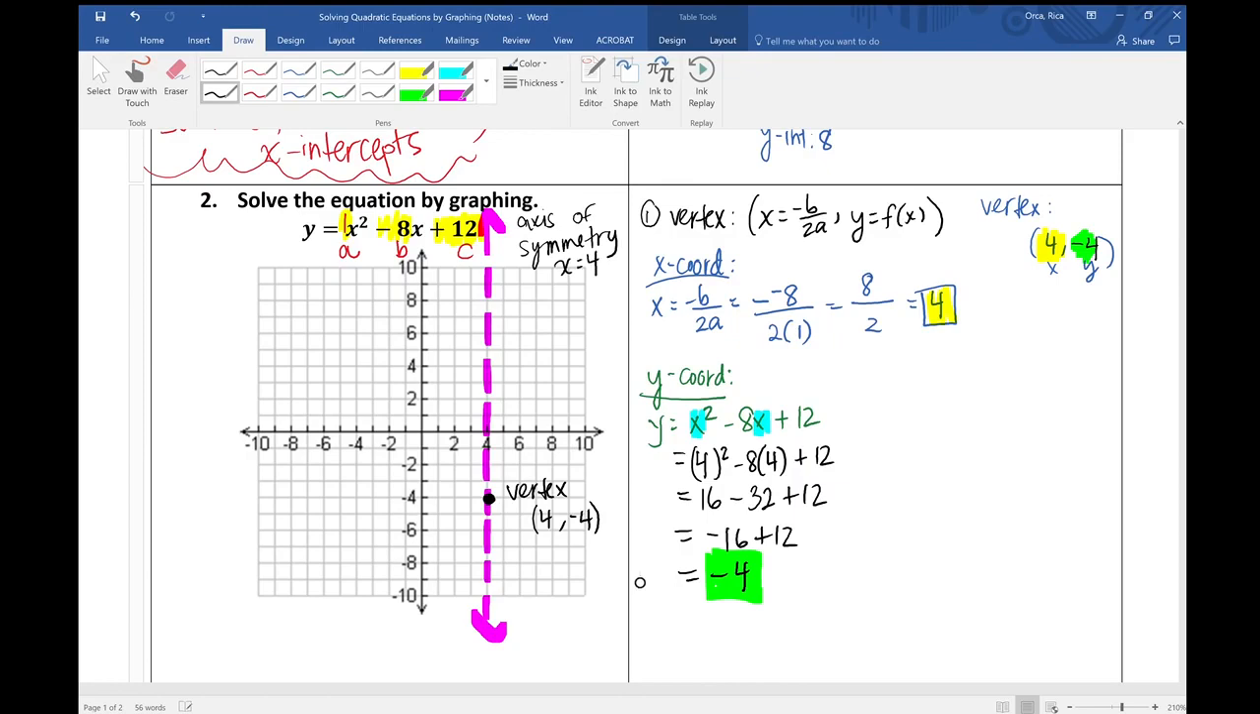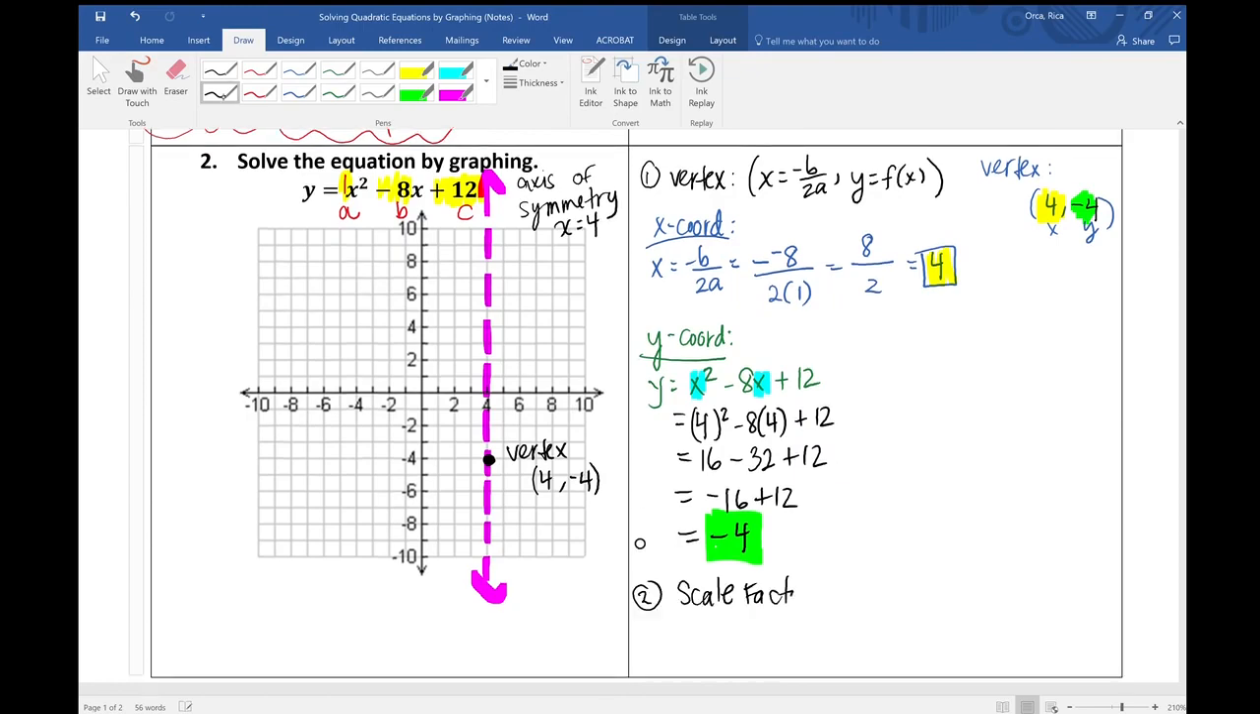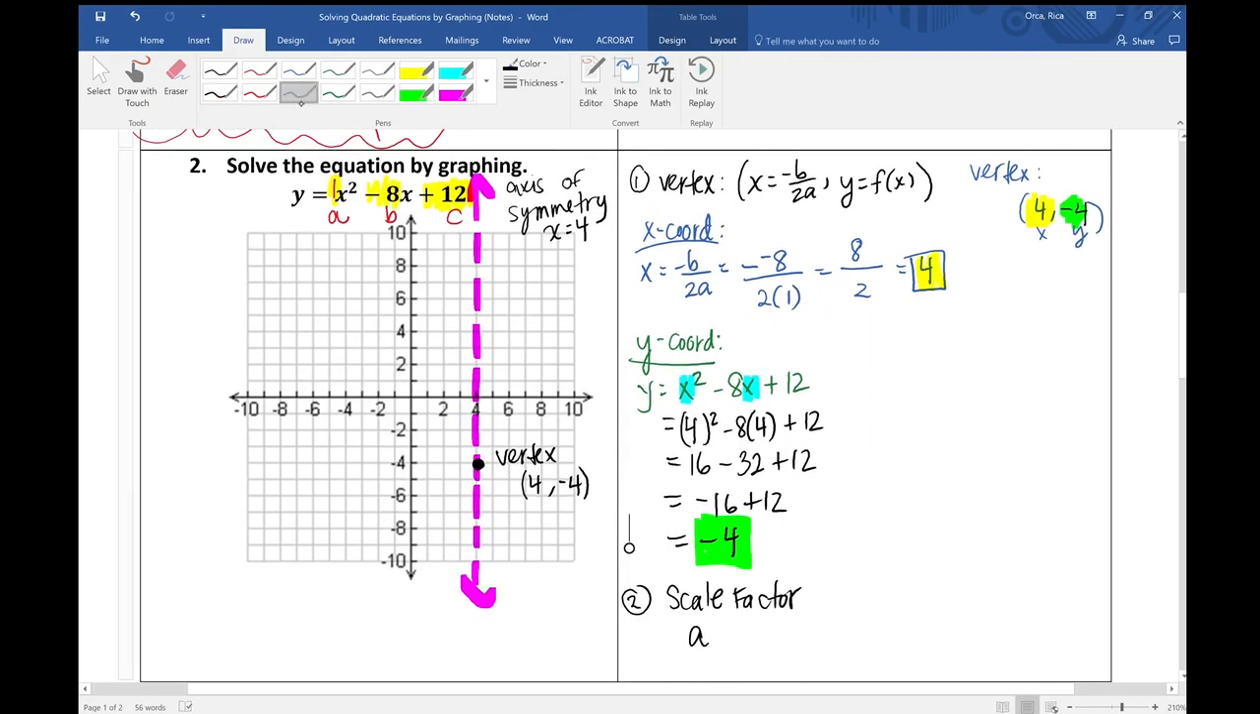Now in step number 2, we need to use our scale factor. The scale factor is 1, which tells me that the parabola opens up and is of regular size. So from the vertex, let's go 1 to the right, 1 unit up. 1 to the left, 1 unit up. Let's also include our y-intercept.